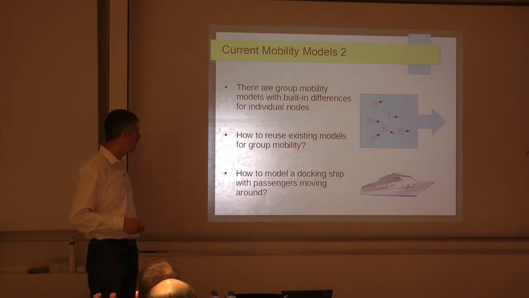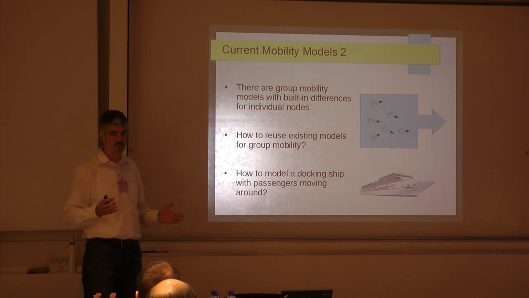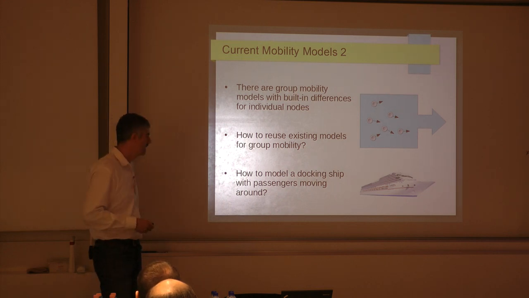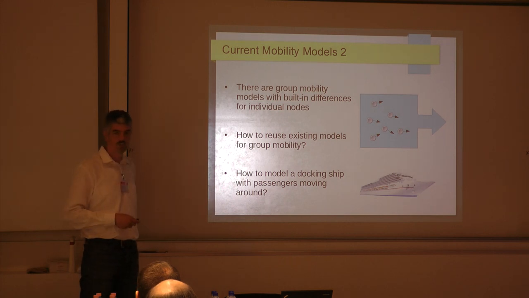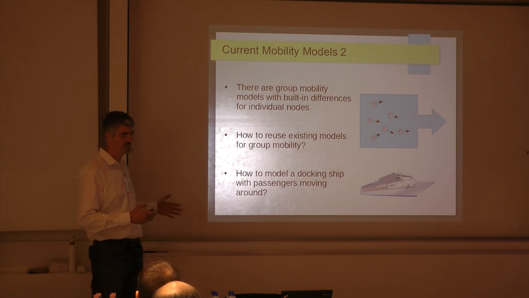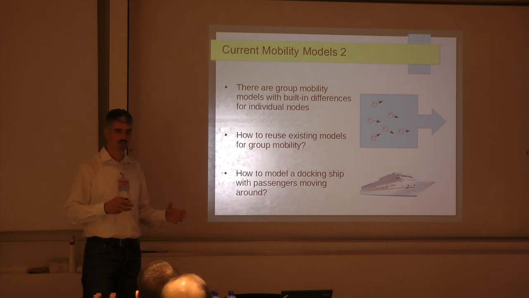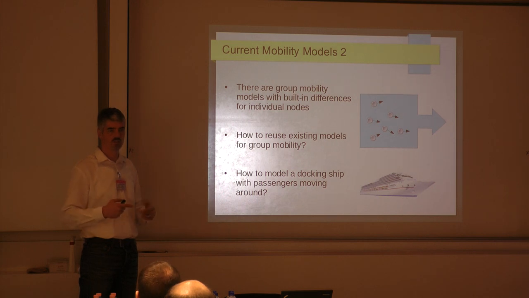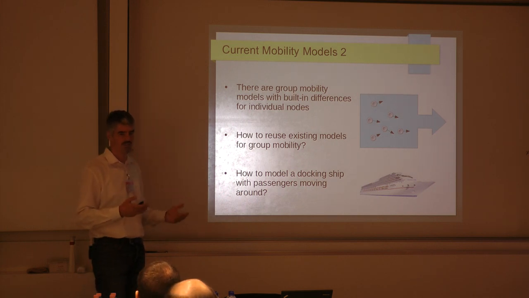For example, think of a ship docking in a port on Google Earth, a real port, with passengers moving around on the ship. There's Wi-Fi, LTE, 3G, 4G, whatever, around the coast. It's pretty complicated, but it would be desirable to define the mobility of the ship separately from the mobility of the people, though both affect the communication. So it's a problem.